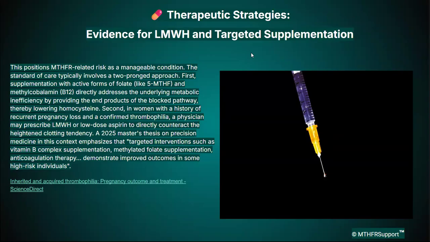Second, in women with a history of recurrent pregnancy loss and a confirmed thrombophilia, a physician may prescribe low molecular weight heparin or low-dose aspirin to directly counteract the heightened clotting tendency. A 2025 master's thesis on precision medicine in this context emphasizes that targeted interventions such as vitamin B complex supplementation, methylated folate supplementation, and anticoagulation therapy demonstrate improved outcomes in some high-risk individuals.